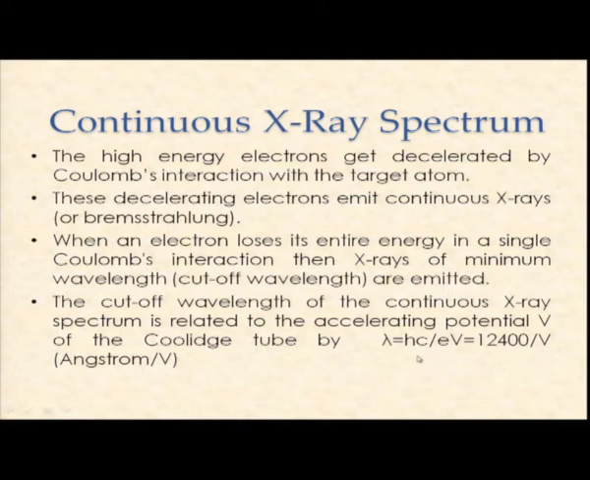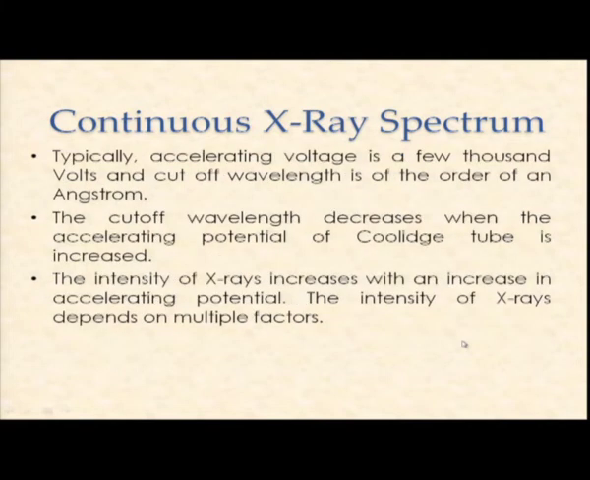lambda equals hc by eV, which is 12,400 by V. h is Planck's constant, c is the velocity of light, e is the charge of the electron, and V is the potential difference applied between the cathode and anode inside the Coolidge tube, which is the instrument used to produce X-rays. Typically, the accelerating voltage is a few thousand volts and the cutoff wavelength is of the order of an angstrom. The cutoff wavelength decreases when the accelerating potential of the Coolidge tube is increased.